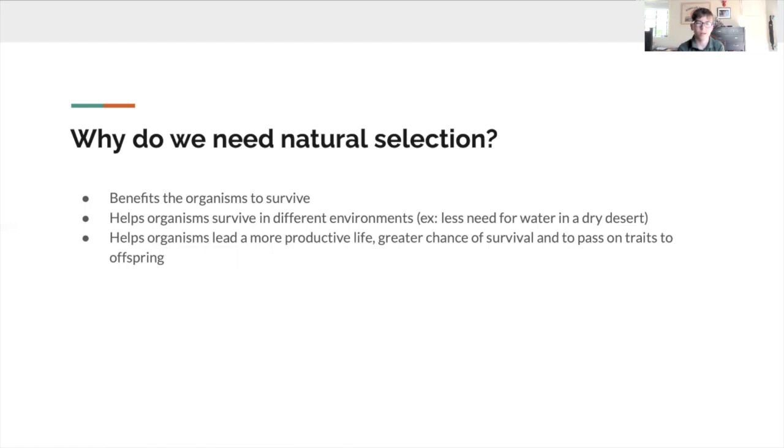So natural selection also helps organisms lead a more productive life. And if you have a more productive life, then you have a greater chance of survival and a greater chance to pass on traits to your offspring if you have a mutation that helps you survive in an environment.